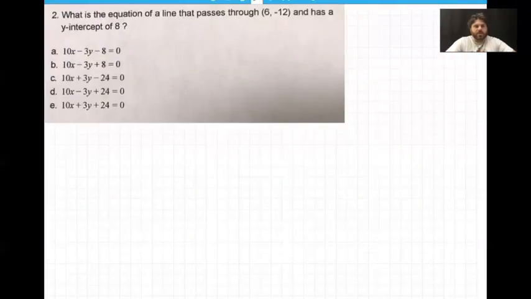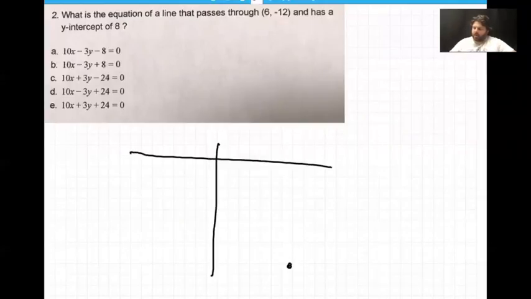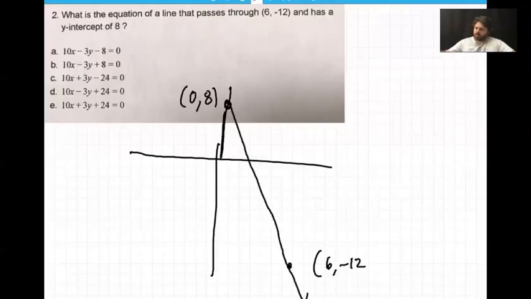All right, next question says, what is the equation of a line that passes through (6, -12) and has a y-intercept of 8? Okay, so it goes through the point (6, -12). So I can kind of graph that here, (6, -12), and has a y-intercept of 8. So here's a y-intercept of 8. Remember, that means it's at (0, 8). So here's the line that goes through those 2 points, and we want to know the equation.